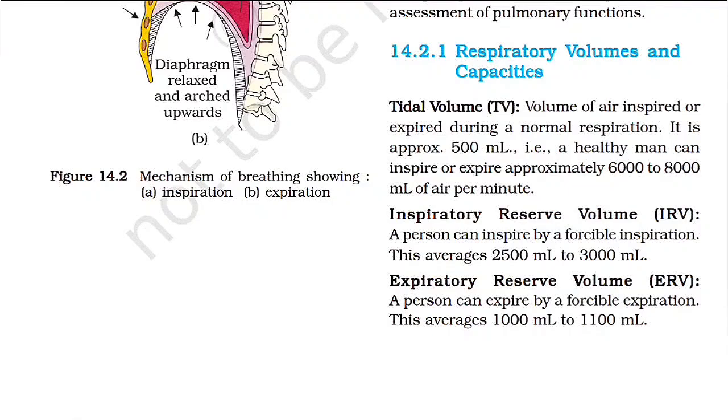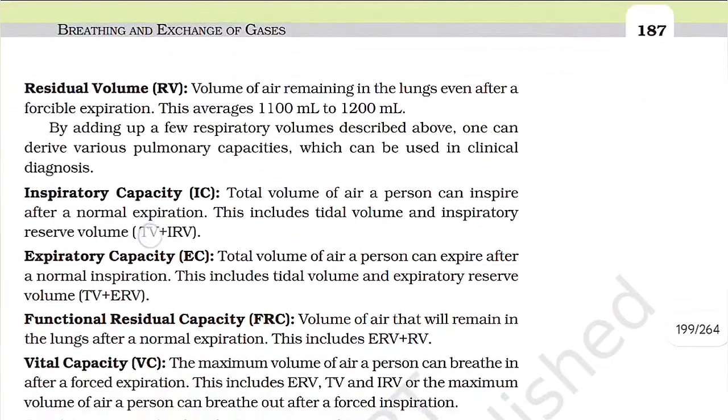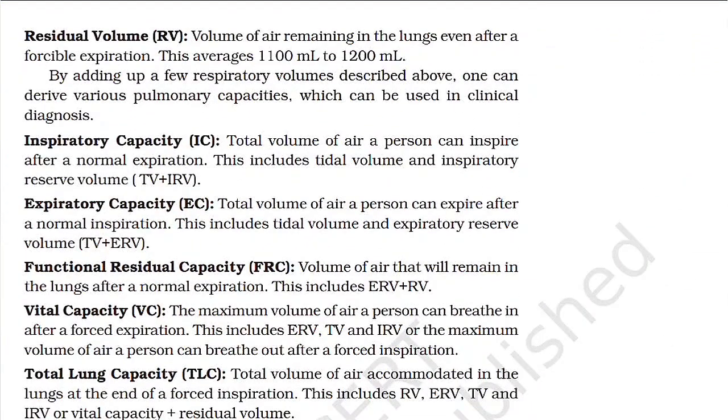Inspiratory reserve volume, IRV: additional volume of air a person can inspire by a forcible inspiration. This averages 2500 ml to 3000 ml. Expiratory reserve volume, ERV: additional volume of air a person can expire by a forcible expiration. This averages 1000 ml to 1100 ml. Residual volume, RV: volume of air remaining in the lungs even after a forcible expiration. This averages 1100 ml to 1200 ml.